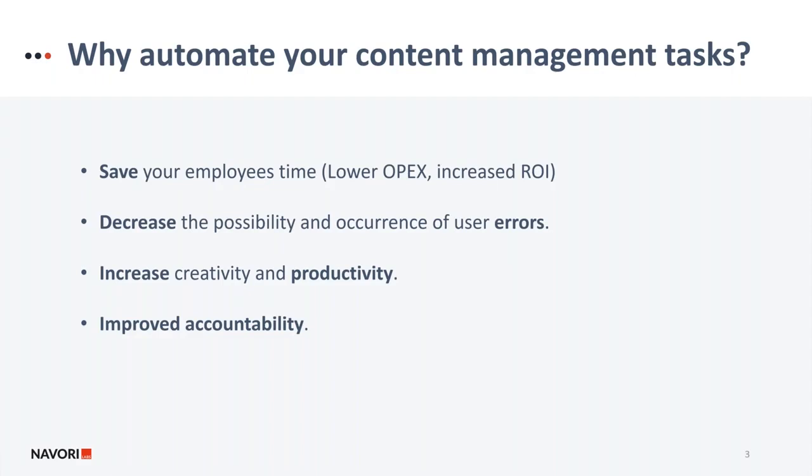So automation, again, in general, we're looking to save time, and we're looking to give you a more reliable solution ultimately that will prevent and decrease the possibility of user error within your content management system. Third point, increase creativity and productivity. This is really a byproduct of point number one.